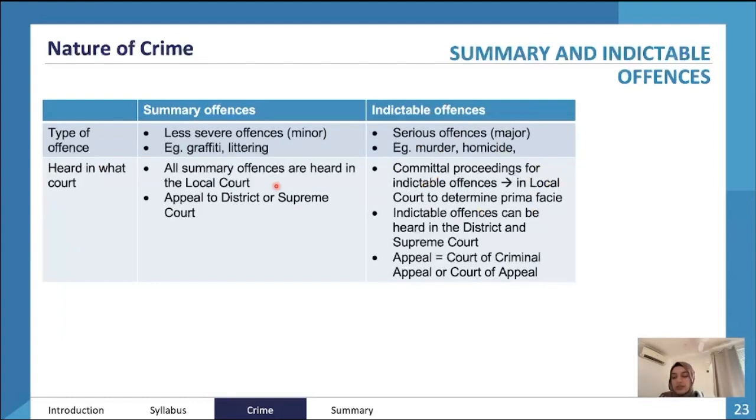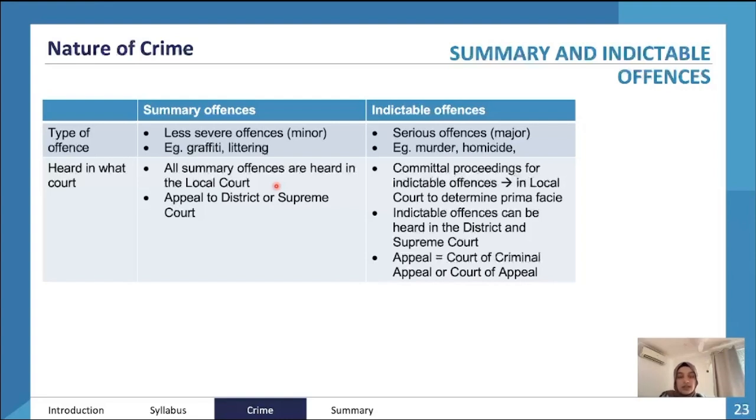So again, just a bit of a summary of indictable versus summary. I went through a little bit of it earlier, but essentially summary offences are less severe. They're minor offences, like for example graffiti or littering. You're not going to go to jail for those, but they are still offences and will still be classed as committing a crime. All summary offences are heard in the local court. You can appeal to the district or Supreme Court if you wish, and your appeal may get denied or approved, depending on whether they believe you have enough of a case.